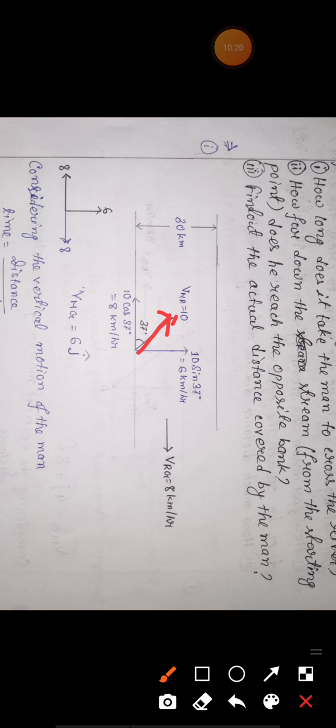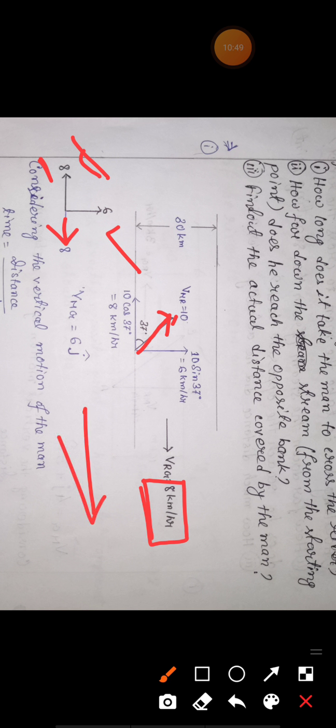After breaking into component form, we can see that the man has two components of velocity. One is in the vertical direction, that is 6 kilometer per hour, and one is in the negative horizontal direction, that means negative x direction, and that is 8 kilometer per hour. The man has another component of velocity also, and that is 8, because the man is also flowing with the water. Okay, so that means it has some velocity component in the positive x direction also. River is flowing in positive x direction.